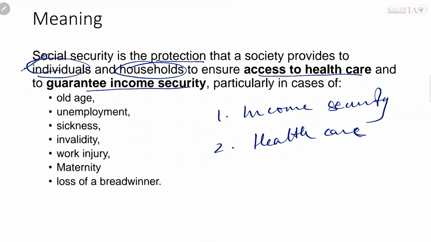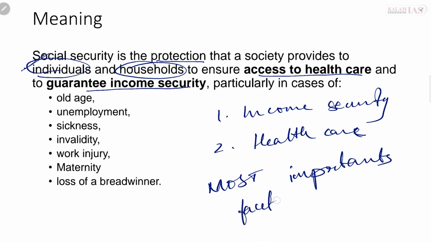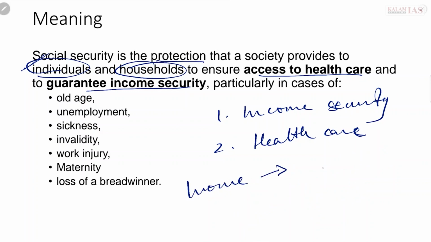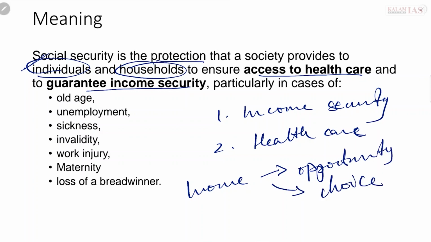Why only these two? Because these comprise the most important facets of life. Through income, you can purchase any goods and services. So, income brings you opportunity, it brings you choice. You can choose where you want to send your child to school. You can choose what car you want to buy. You can choose what kind of television you want to purchase as long as you have money. So that is first, and the second is healthcare.